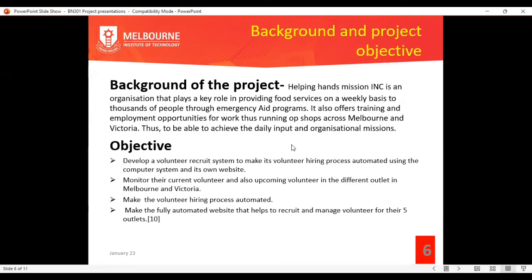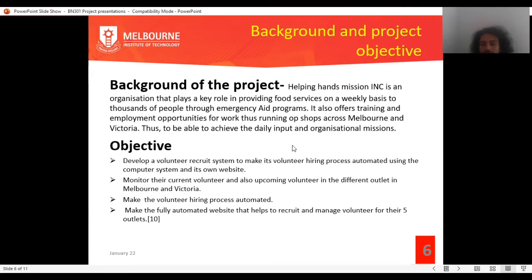Hi, my name is Sarah Karal. I'm going to speak about the background and project objective. Helping Hand Mission is an organization that plays a key role in providing food services on a weekly basis to thousands of people through emergency aid programs. It also offers training and employment opportunities and runs a shop across Melbourne and Victoria. Thus, to achieve its daily input and organizational missions, there is a high dependency on the volunteers. Due to the organizational growth in recent years, there is a need for better management of the volunteers.